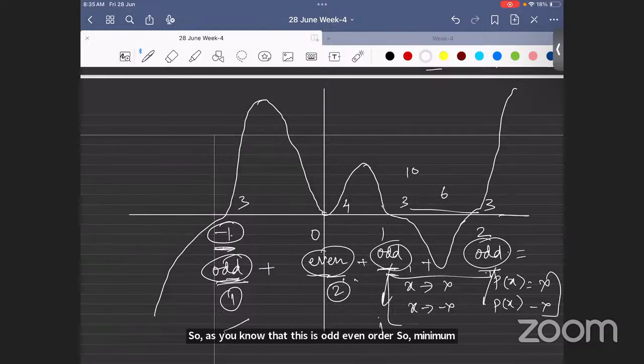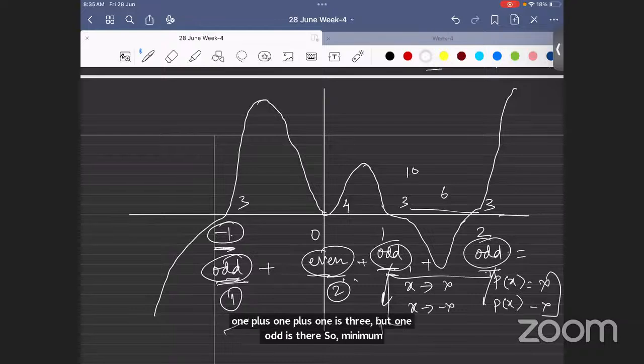So 1 plus 1 plus 1 is 3, but the 1 for the even factor is not possible, so the minimum there is 2, right? So we are left with 3 plus 2 as 5. So the minimum degree for this polynomial is 5. Is it clear or not?